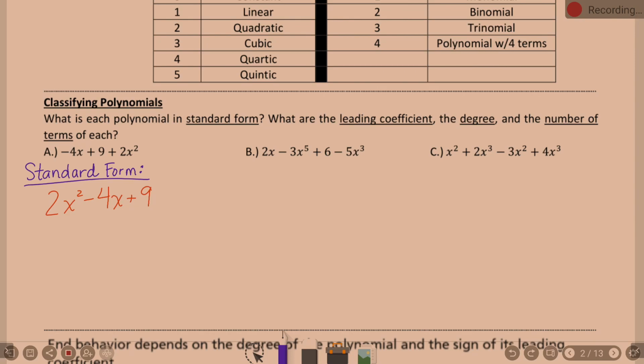Okay, we're going to use that now. And we're going to talk about the lead coefficient. We're going to talk about the degree. And we're going to talk about the number of terms. Okay? So there's the other three pieces.